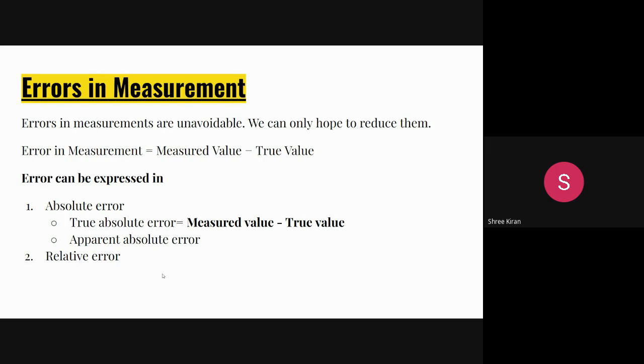So errors in measurements are always unavoidable, and we can only hope to reduce them. This is what happens in the errors in measurement. Then, the error in a measurement is the measured value minus the true value.